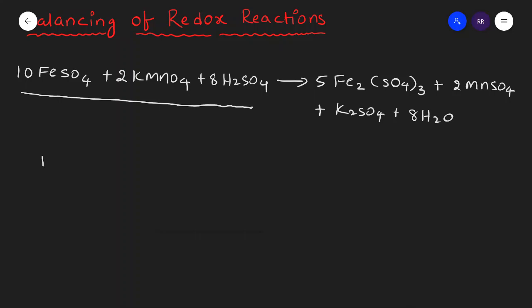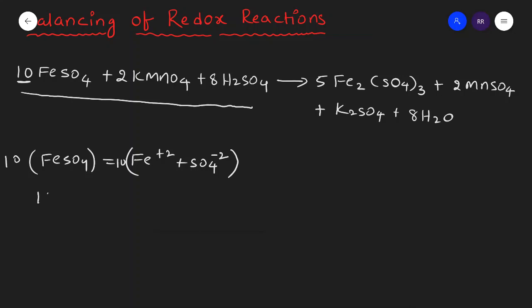FeSO4 can be written as Fe plus 2 and SO4 minus 2. Whatever the stoichiometric coefficient is, that has to be written as it is. In that, no change. That means here you have to write 10, and here also you have to write 10.